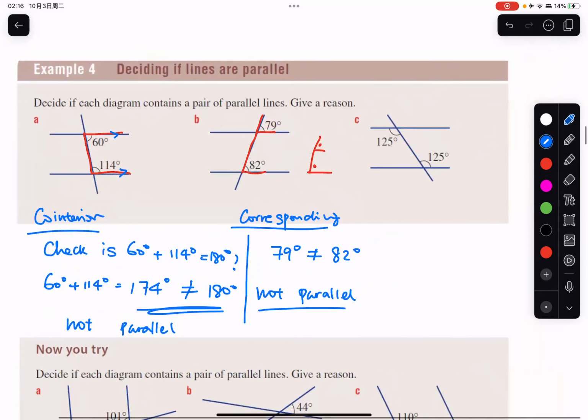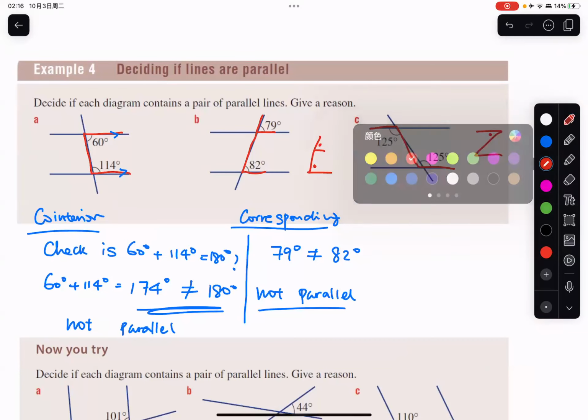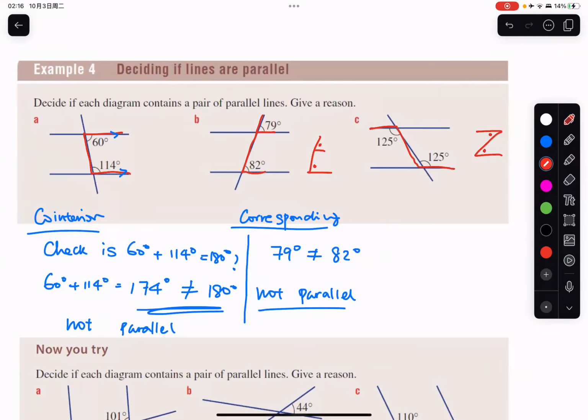All right, so the last one, same thing. We're going to find out which one we use. That one is the Z, which means we're going to use alternate angles. Alternate, same thing as corresponding. We need to check, do they equal each other? But we can see that obviously they equal each other. So they are parallel.